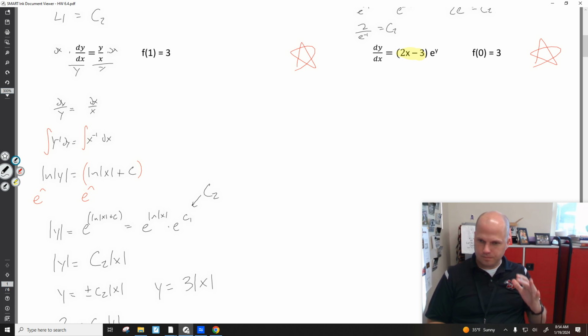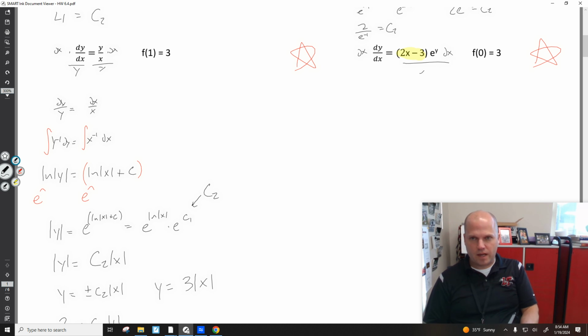Why do I say this? Don't distribute, because it makes separating variables a lot harder. You'll see that later on for your response. Instead, just multiply by dx, keep the 2x minus 3 in parentheses, divide by e to the y.